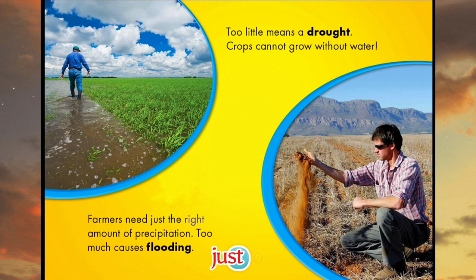Farmers need just the right amount of precipitation. Too much causes flooding. Too little means a drought. Crops cannot grow without water.